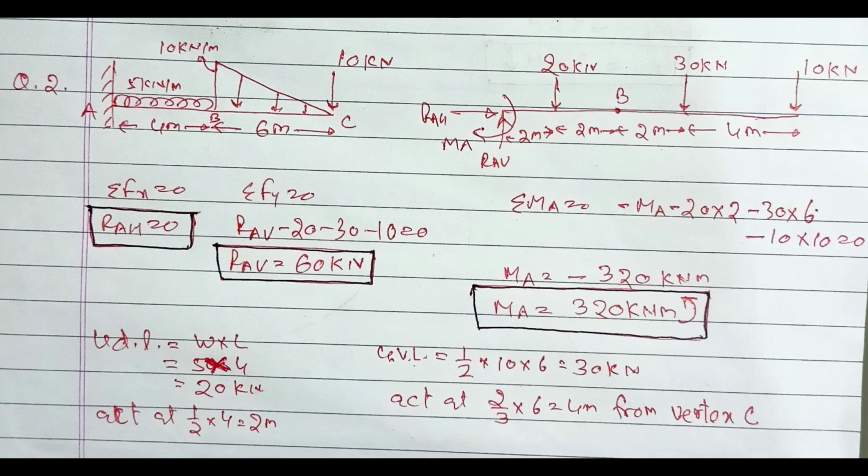So moment will be MA equal to minus 320 kilonewton meter. Minus sign indicates that the direction which we had assumed, actual direction is opposite to that. So we assumed MA in clockwise direction. Since answer is negative, so answer will be written as MA equal to 320 kilonewton meter anti-clockwise. This is how we will solve the problems related to cantilever beams.